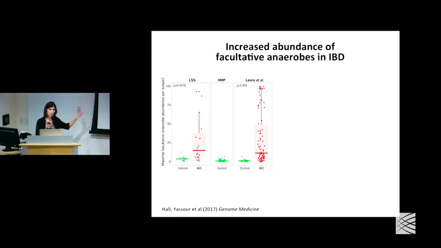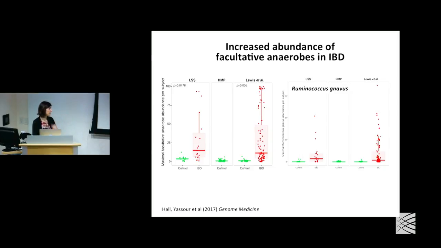From the list that I showed you previously, you may have noticed there was one organism in our increased in IBD list that was not a facultative anaerobe based on published data. That was Ruminococcus gnavus. But despite the fact that this is not a facultative anaerobe, this organism showed the same pattern of being increased in abundance in IBD. And so the question we had then is, is Ruminococcus gnavus more aerotolerant than we thought?